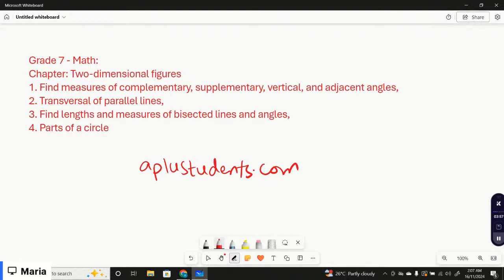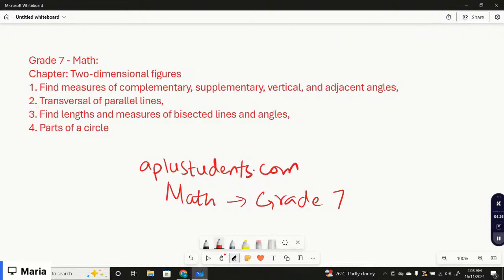You can find all the lessons on aplusstudents.com. You have to log in there using your email address and password as provided by the administrator. Then you have to select math from the subject tab, scroll down to grade 7 math, and then click on view all lessons. There you can find a list of the chapters. We're going to start with the chapter 2 dimensional figures.